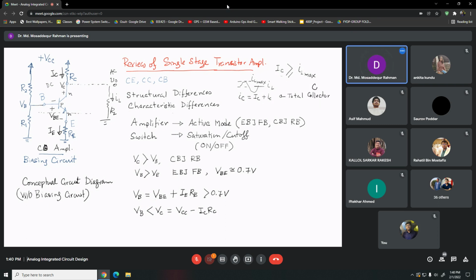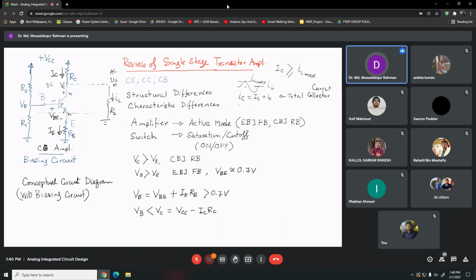Sir, I didn't understand the equation. iC equals capital IC plus again the same thing, small ic? Yeah, this is I with capital C. This is I with a small c, right? Okay, sir. DC collector current plus AC collector current. Together, this is the total collector current.